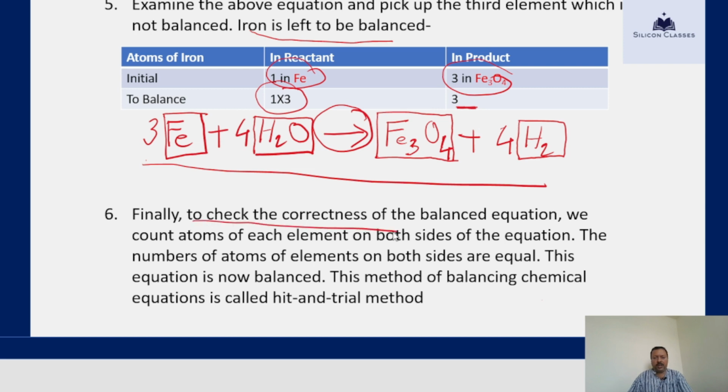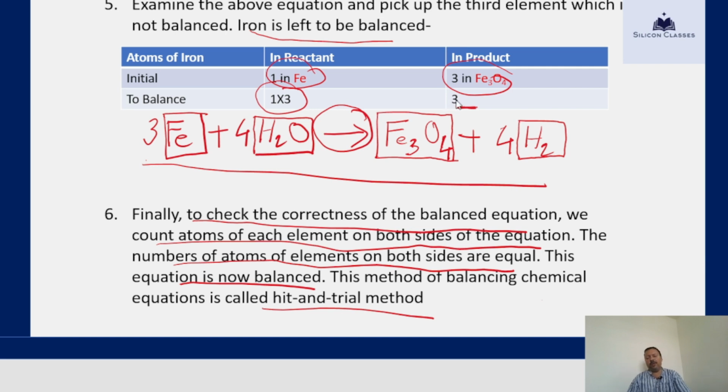Finally, we have to check the correctness of the balanced equation. We count atoms of each element on both sides of the equation. The number of atoms of each element on both sides should be equal. So this equation is now balanced. Whatever method we have adopted to balance this particular equation is called the hit and trial method. So by this method, we may balance any of the equations.